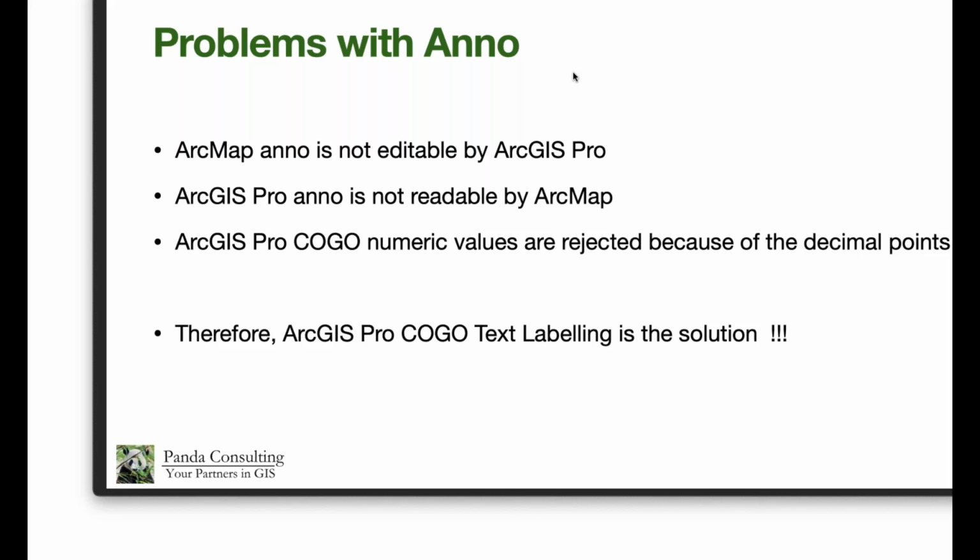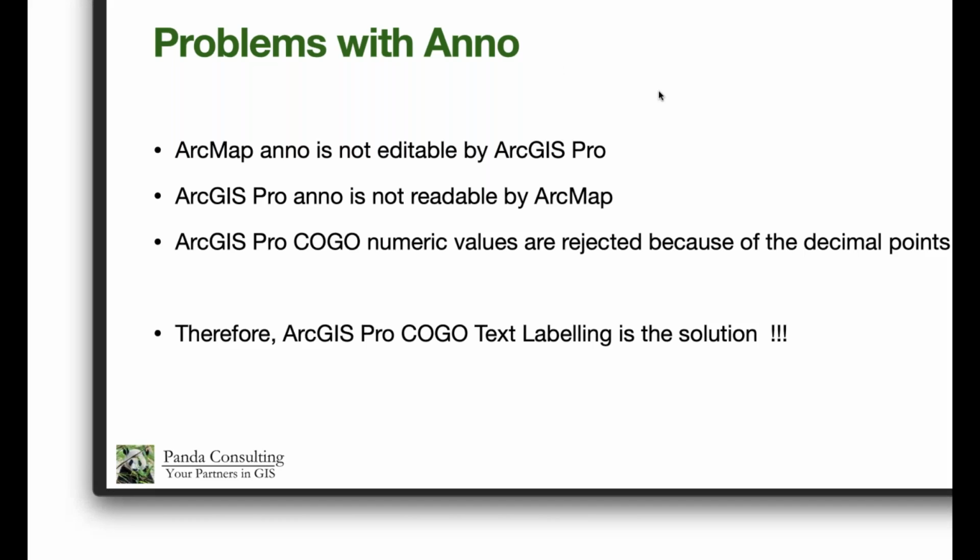So we're at this point where we have to decide how we're going to handle this if we're moving into Pro. Another issue is that the ArcGIS Pro COGO numeric values that are stored get rejected because you have too many decimal points on them in the raw data. There is no way to do it. Therefore, a good solution is to take ArcGIS Pro COGO and build a text label field for it.